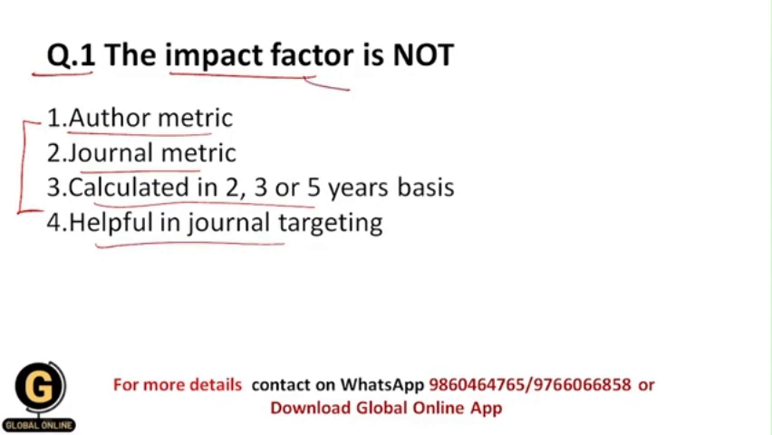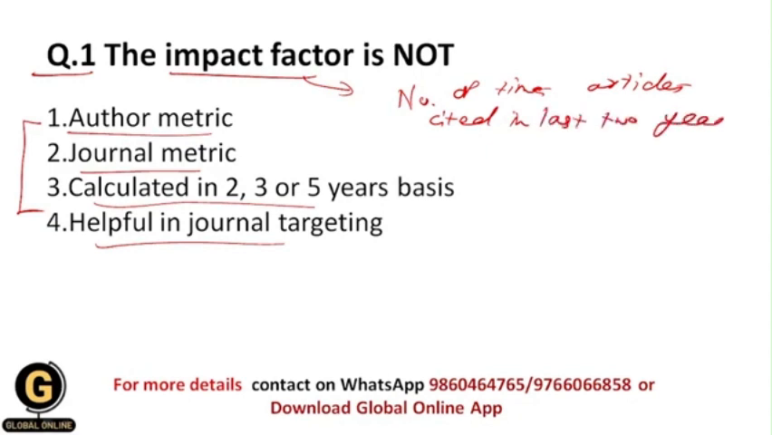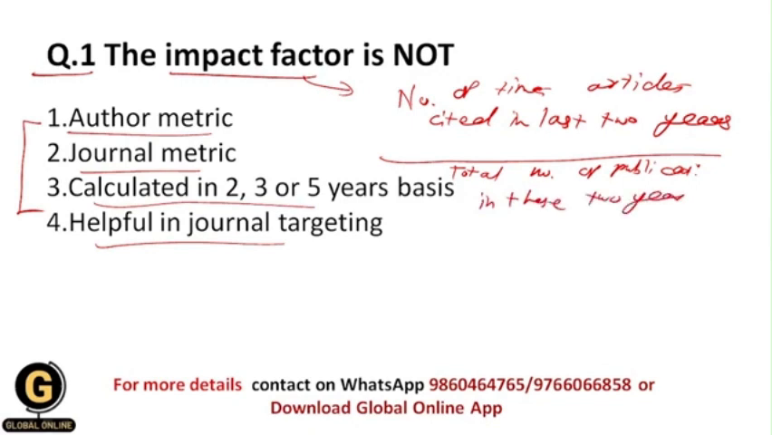So let us see first of all what is impact factor. Students, impact factor is calculated by dividing the number of times articles are cited in the last 2 years by the total number of publications in these 2 years.